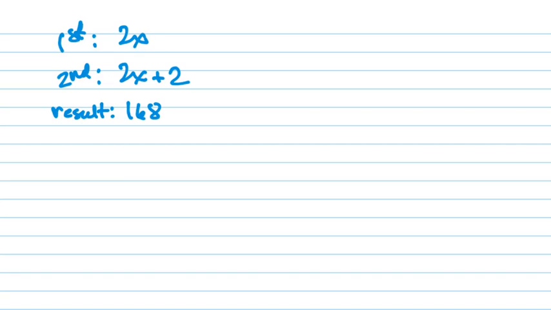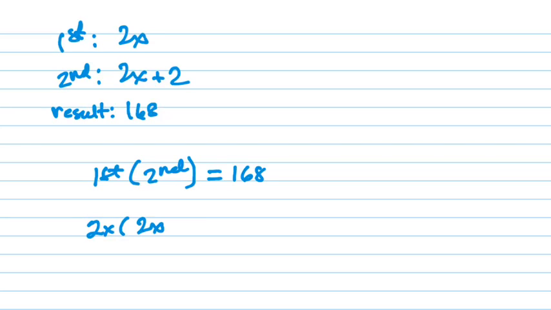Let's set it up. It's product. I'll write it in words first. It's the first one times the second one, and you better use brackets anytime you mean multiplication, equals 168. Right? That's what we're saying to do. Multiply the first one times the second one. So the first one is 2x times the second one, which is 2x plus 2. And those two multiplied together have to give you 168. We just created an equation.